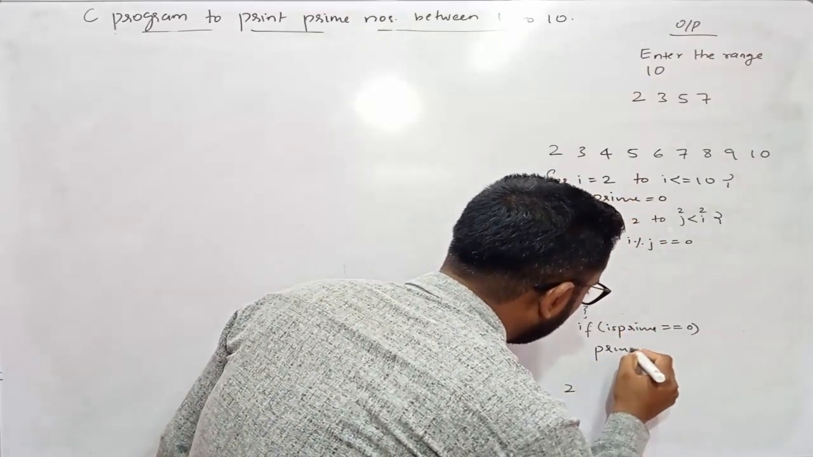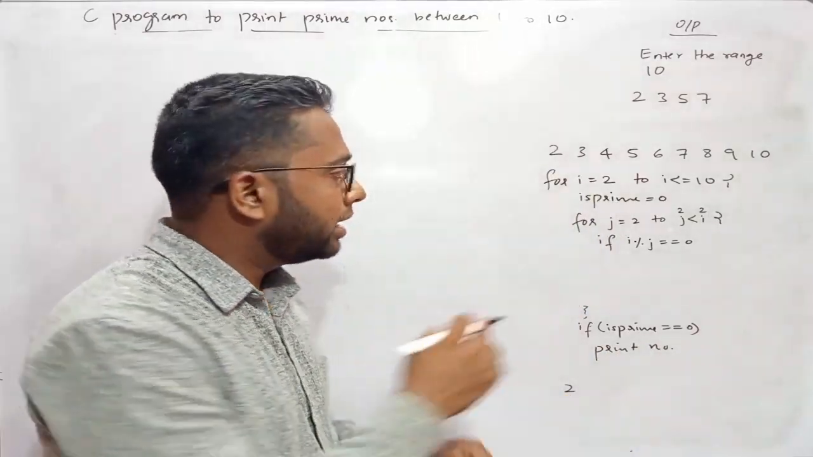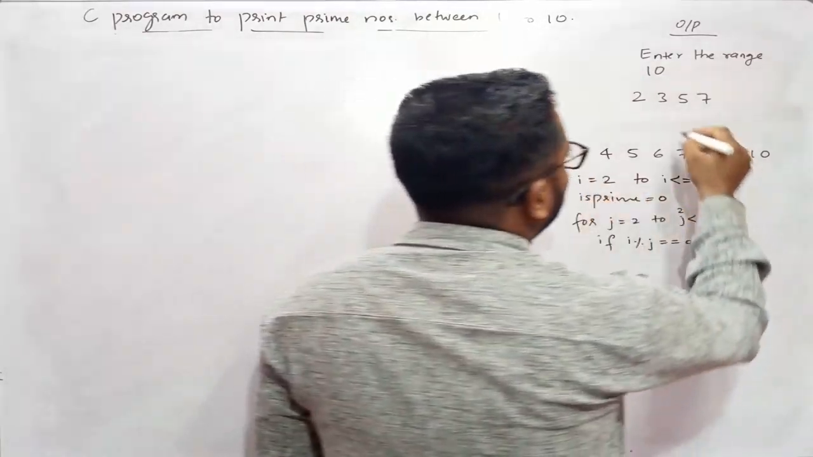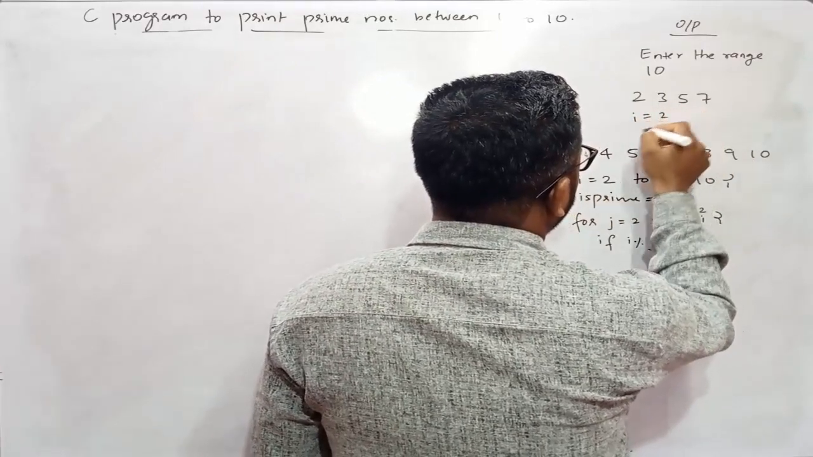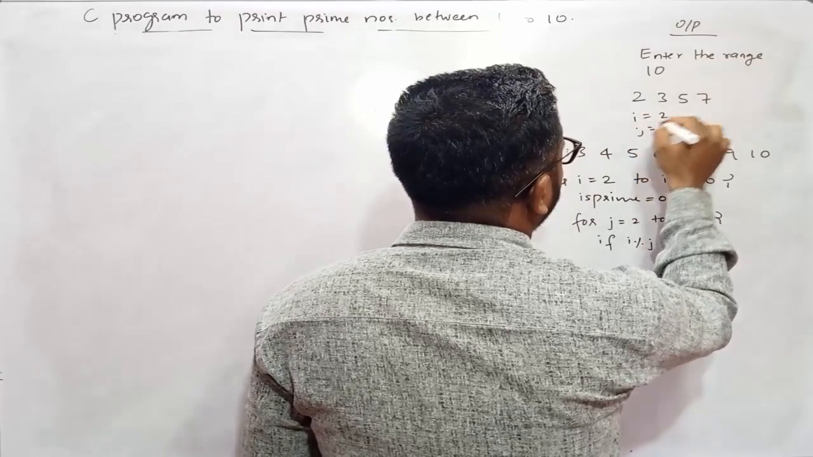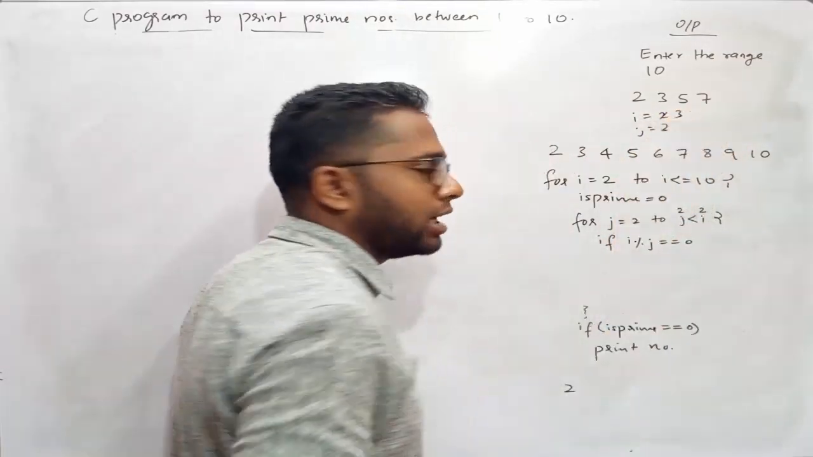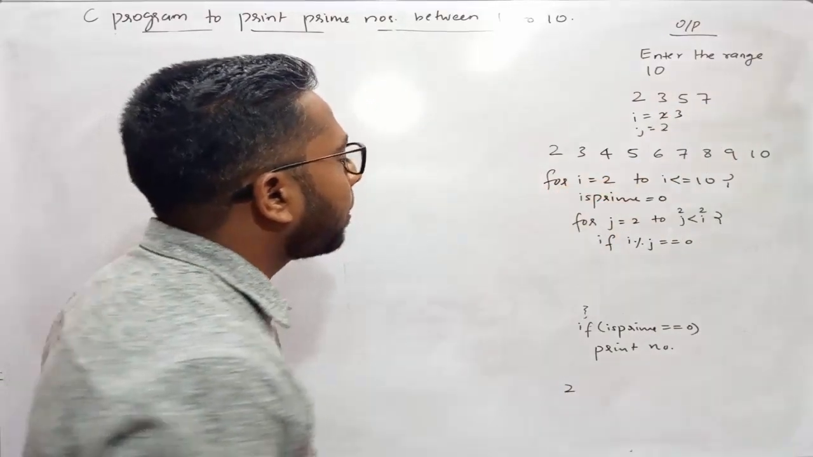Print number. Oh, so now 2 is considered as a prime number. Next, the value of I gets incremented by 1. Initially the value of I was 2. Okay, and j value is 2. And now, okay, so second time the value of I becomes 3.